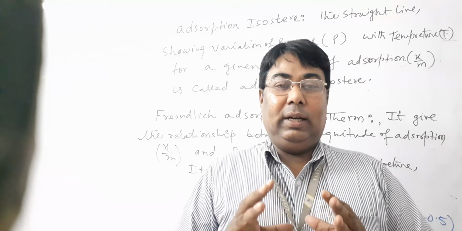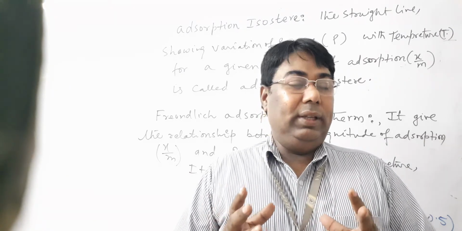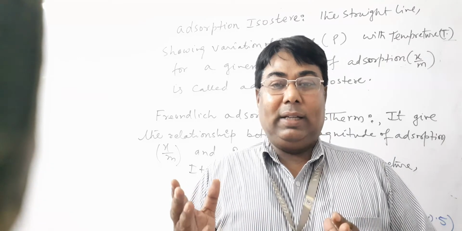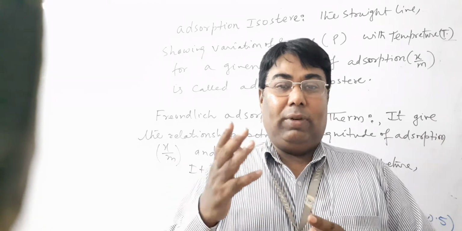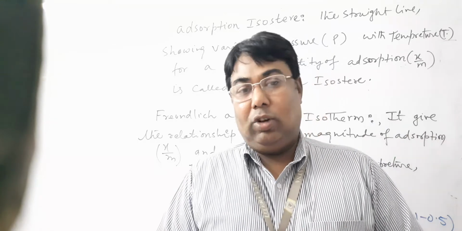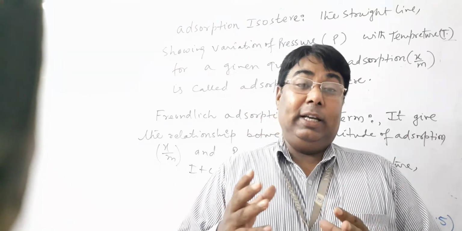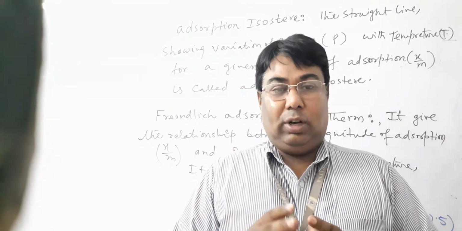I explained the adsorption of moisture by the silica gel. In this case, silica gel is considered as adsorbent and its mass is represented by a small m, and the molecules of water which adsorb over the surface are considered as adsorbate and their amount is represented by x, and x by m is known as extent of adsorption or magnitude of adsorption.